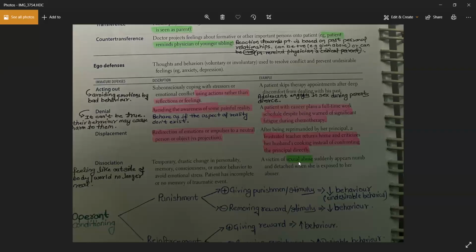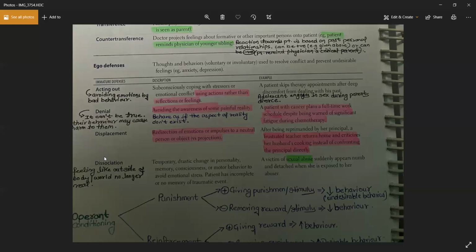For example, a victim of sexual abuse suddenly appears numb and detached whenever she is exposed to her abuser. So basically they split into two different types of personalities. You call it dissociation. It feels like the patient is outside of his body, like they are in a fog or in a dream or something like that.